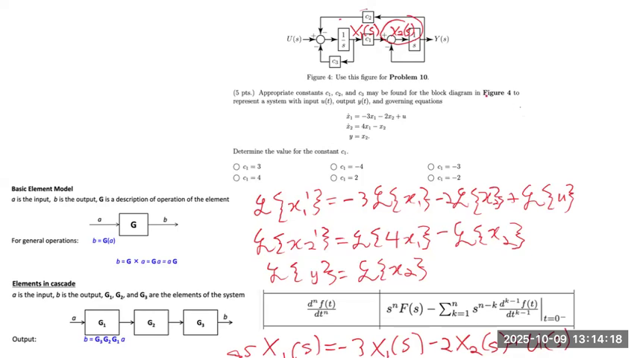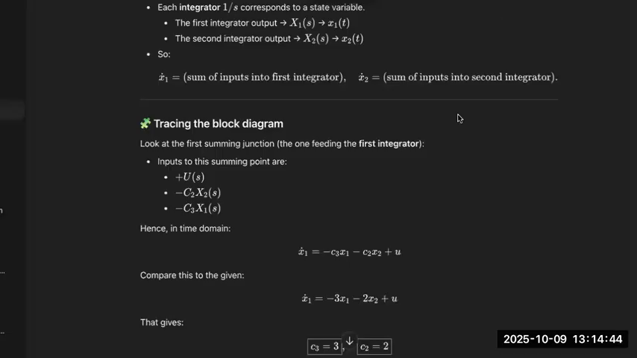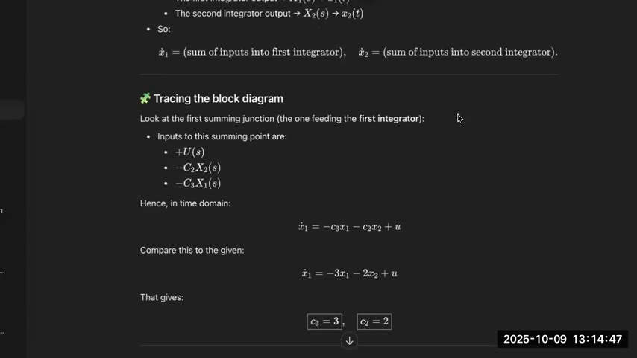Okay, so let's think about what this really means. So we have x2(s) over here being fed through C2 of s into this block. So we have three inputs at this junction. And it is going to be negative because this sign over here is negative. And so here in the time domain, we can come up with this equation. So basically x1 dot, which is the sum of inputs into your first integrator, is equal to negative c2 x2 negative c3 x1 plus u.